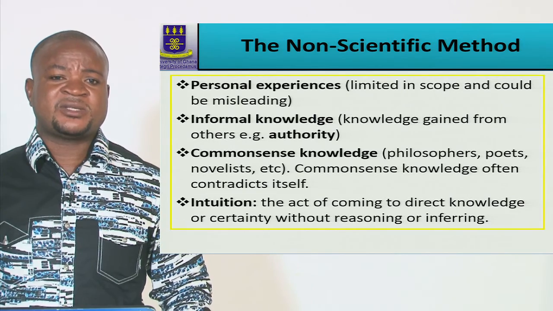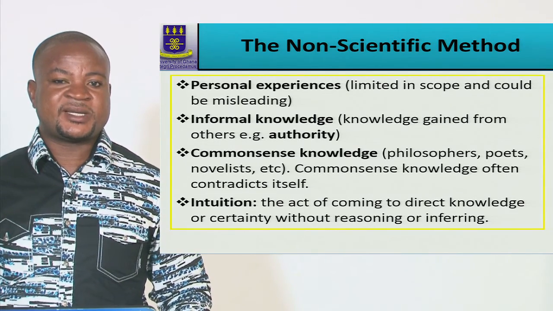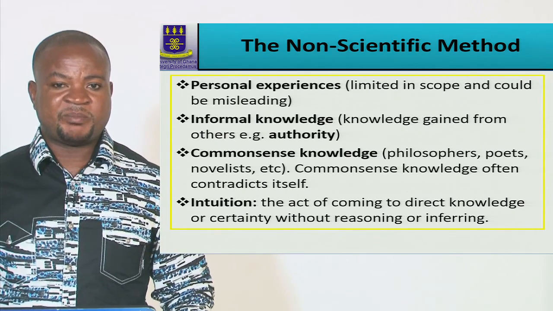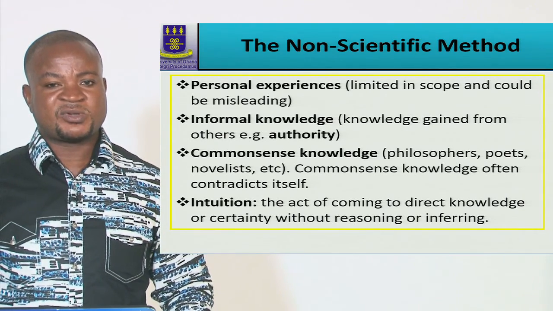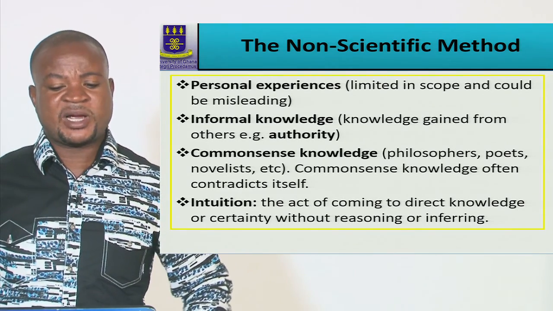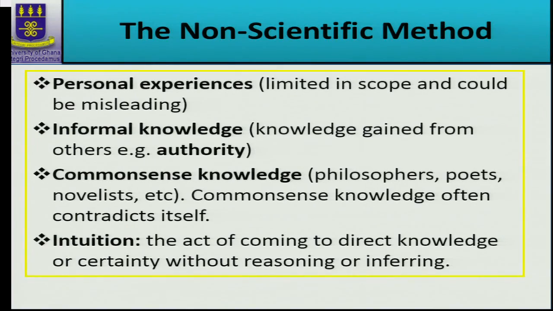Sometimes we also acquire knowledge from common sense. Certain things, once you see them, you can tell what they should be used for. You can tell what purpose they should serve. So that is the common sense way of acquiring knowledge. And then also we have what we call intuition. That is the art of coming to direct knowledge or certainty without reasoning or inferring.